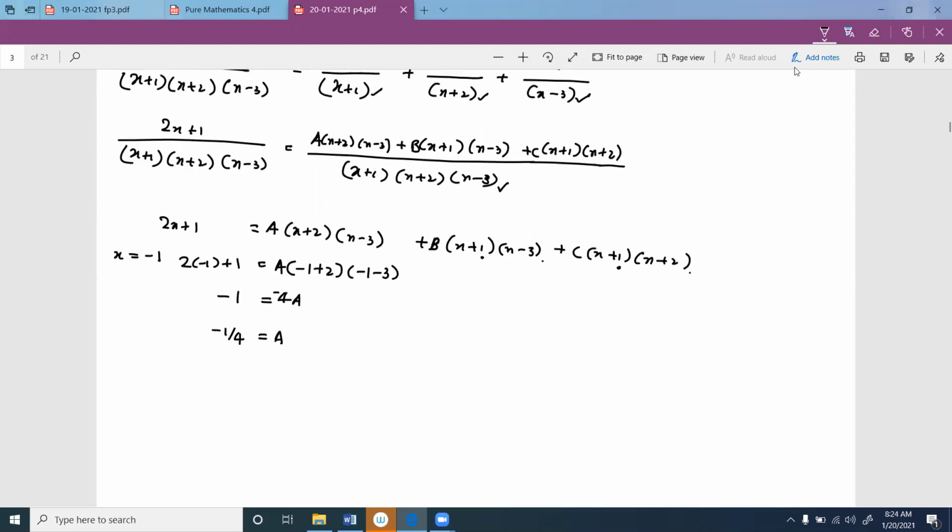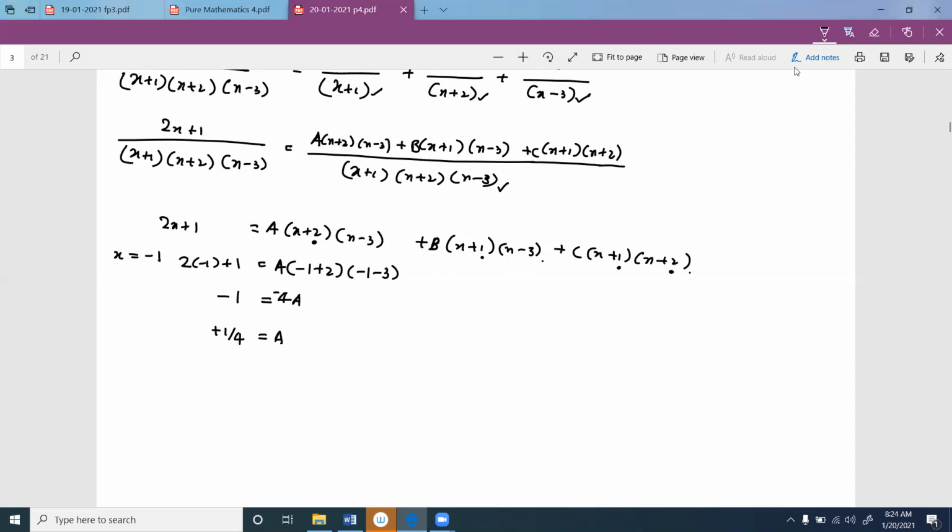Then if I need to find b, I need to cancel a and c at once. See what is the common term for both of them. That is x plus 2 is common. Is there any mistake I made? Is it plus 1 over 4? Yes, it's plus 1 over 4, right? That's great. Thank you.